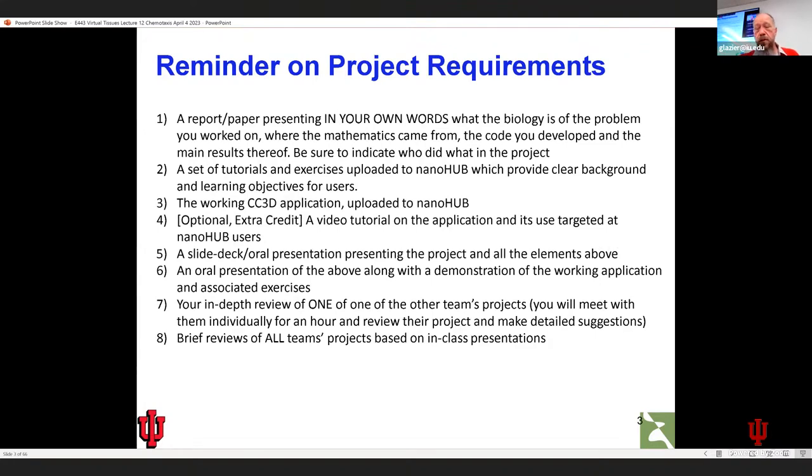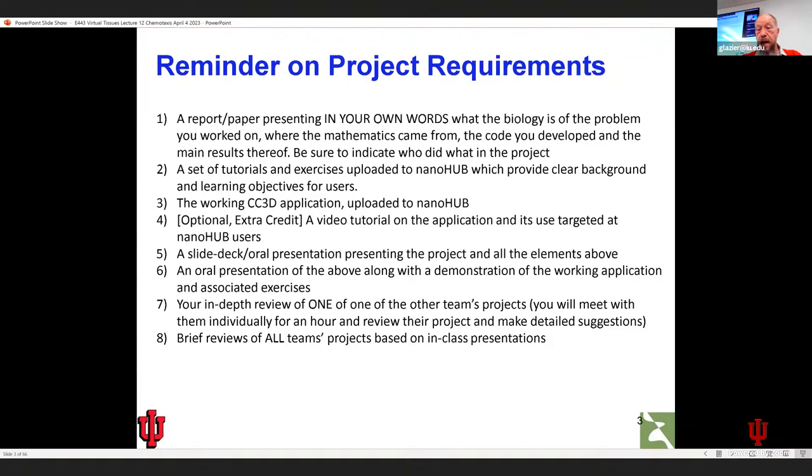So I want to remind you that the projects for this class, people forget because the assignment's given so early in the semester, have a number of components. The first one is going to be a write-up, a report paper, could be a journal article style, term paper report style if you prefer, explaining the biology of the problem, the mathematics that you use to solve that problem, the code you developed, and the main results. And since these are team projects, it's important that you indicate who did what in that write-up. And it's also important that that be in your own words. That can be a little bit more difficult when you're having a single source that you're replicating. But ultimately, what's important is to show that you understand the thing that you're working on. And so it's very important that you explain things your way, not just copying the words that were used in the source paper.